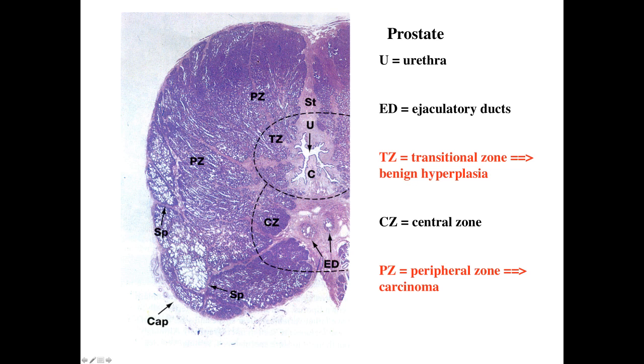So this is important when older gentlemen come in to do a regular prostate exam, because in this peripheral zone you get the carcinoma. The urologist can often tell on a digital exam. You can feel irregularities in the prostate.